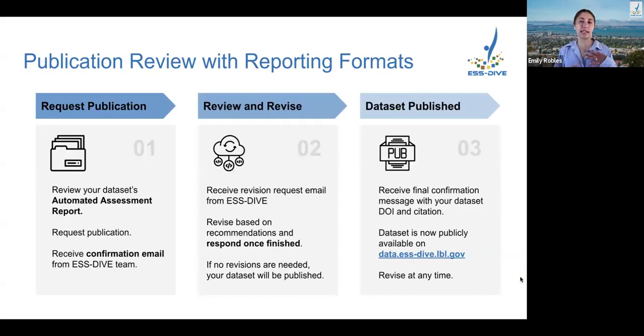Awesome. So I just wanted to give a quick overview of what a normal publication review process looks like. When you request publication, you will receive a confirmation email from the ESS-DIVE team, and your data set joins a queue of publication requests that are then manually reviewed by the ESS-DIVE publication team. In this review and revise stage, revision request emails will be sent directly from ESS-DIVE and will work with you one-on-one to address issues in your data set.